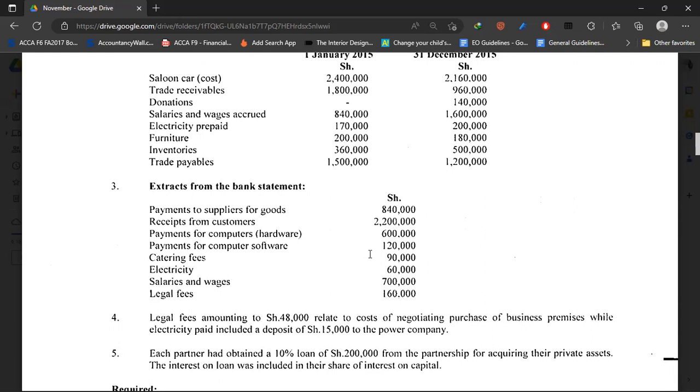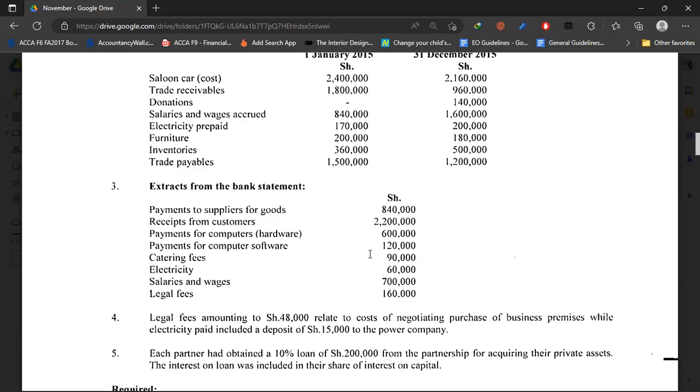Extracts from the bank statement. Payments to suppliers for goods 840,000. Receipts from customers 2.2 million. Payments for computer hardware 600,000. Payments for computer software 120,000. Catering fees 90,000. Electricity 60,000. Salaries and wages 700,000.